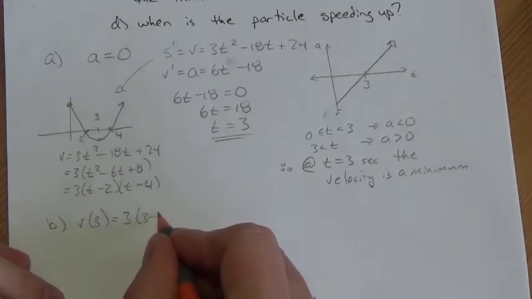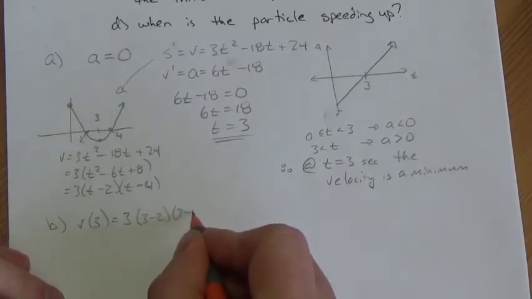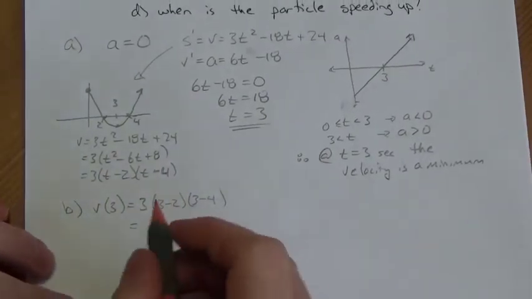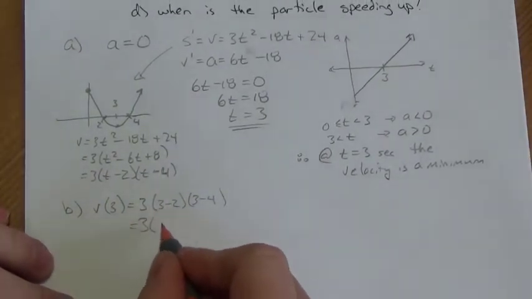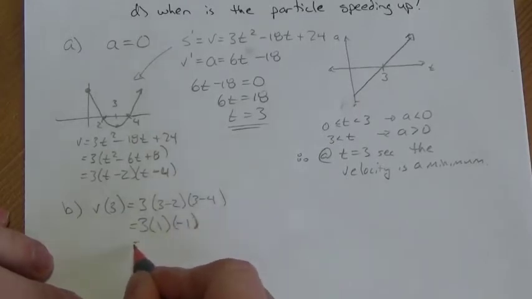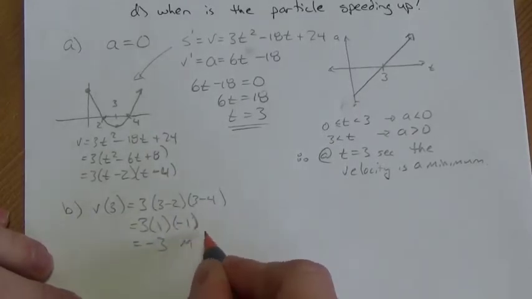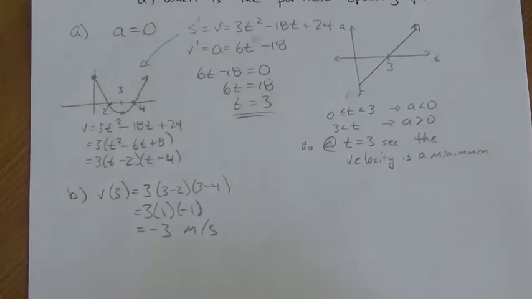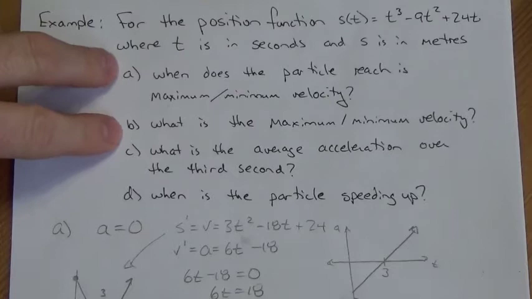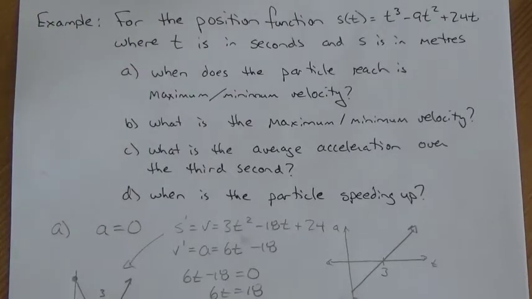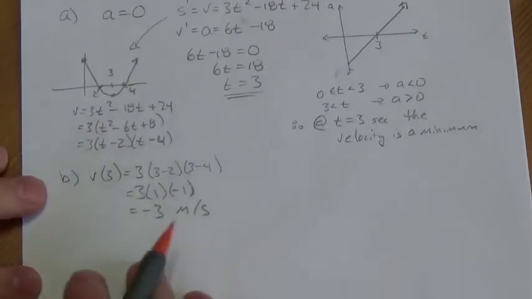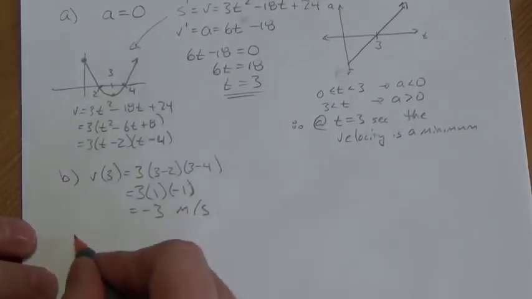So 3 minus 2, 3 minus 4. In fact, I'm super thrilled that I did factor it because it makes it so much easier. Because 3 minus 2 is 1, 3 minus 4 is negative 1, which means my velocity was negative 3 meters per second. Makes that really, really easy. These two questions usually will come in tandem. I'll ask you when this happens and then what was the value that you got. Okay, good. Now let's take a look at C.